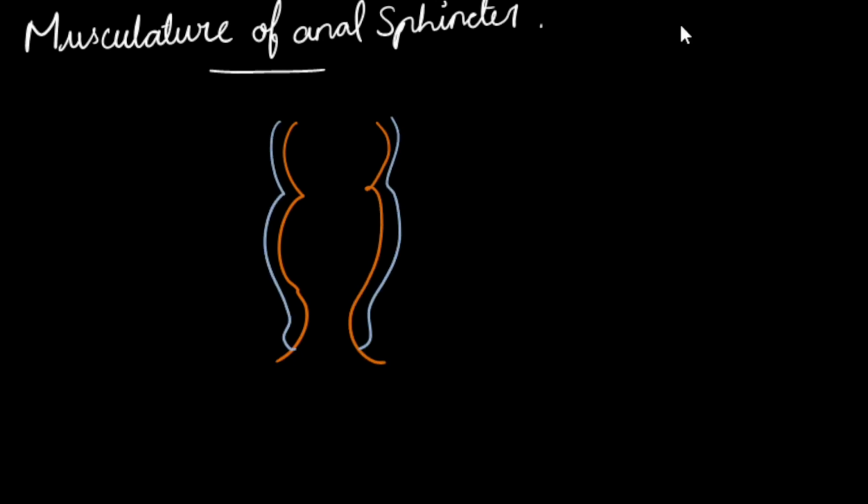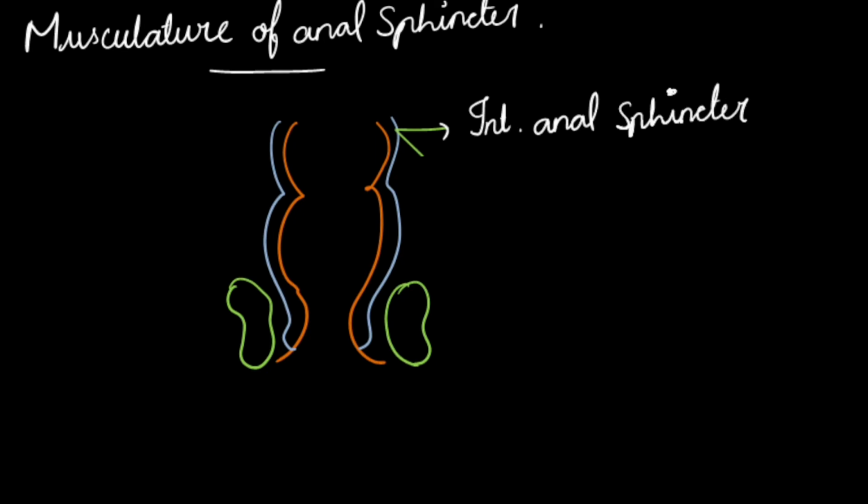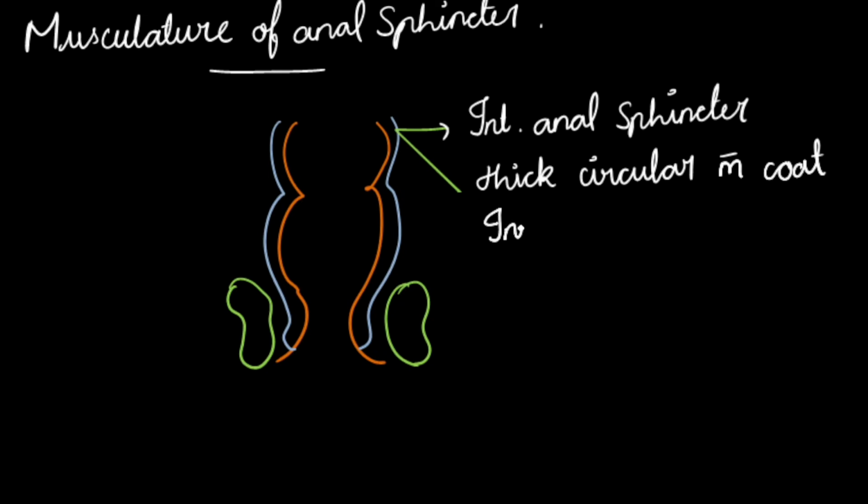Now let us discuss the musculature of the anal sphincter. This one is the internal anal sphincter. Already we had read regarding the walls of the GIT in a separate video, where we studied the muscular coat. There will be two types of muscular coat in the large intestine: one is thick circular and the other is thin longitudinal. This thick circular coat of the large intestine extends downwards as the internal anal sphincter. This internal anal sphincter is involuntary in nature, as it is made of smooth muscle.